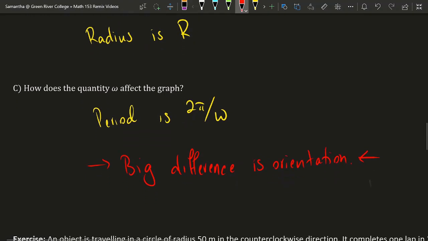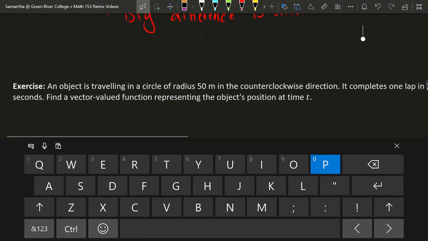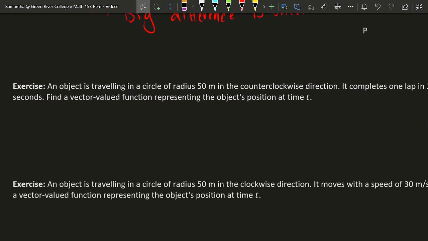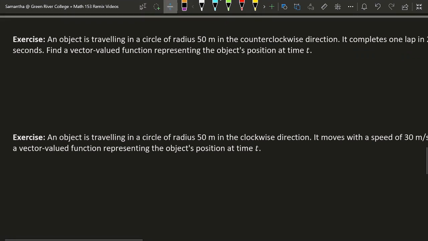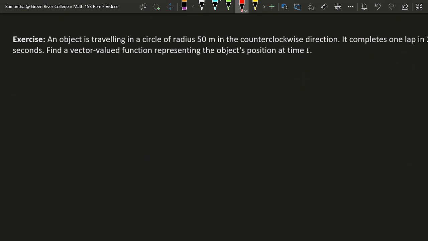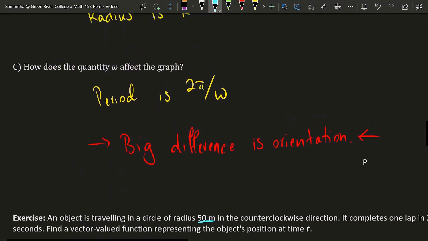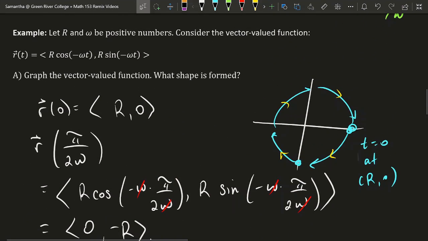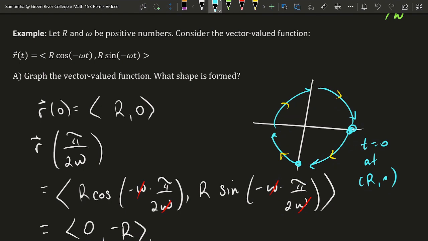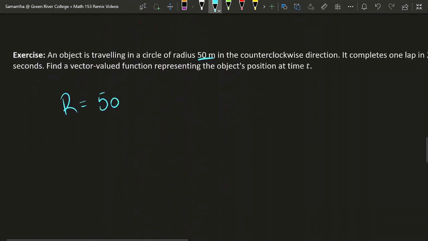So bearing in mind what we have observed, let's try and find vector-valued functions that represent the movement described in the following examples. Suppose we have an object traveling in a circle with a radius of 50. So I'm going to make a note of that. We want a radius of 50. So extrapolating from our previous examples, we want our value of capital R, this number multiplying on the outside, to be equal to 50 units.